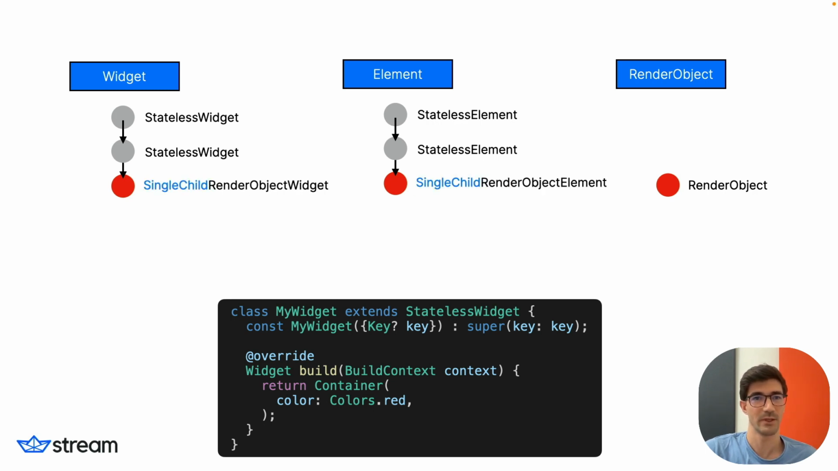For the render object widget, Flutter creates a single child render object element, and yeah, that's a mouthful, but the name says it all. There are also a multi-child render object element for more than one child, for example, a column widget, and a leaf child render object when there are no children, for example, an image widget or a text widget.